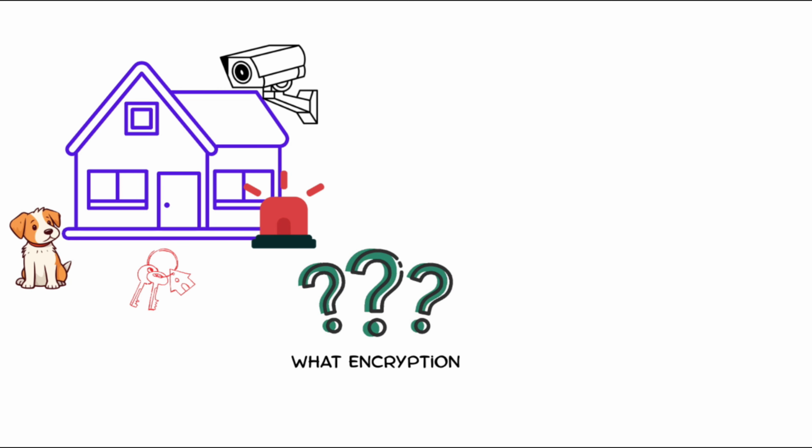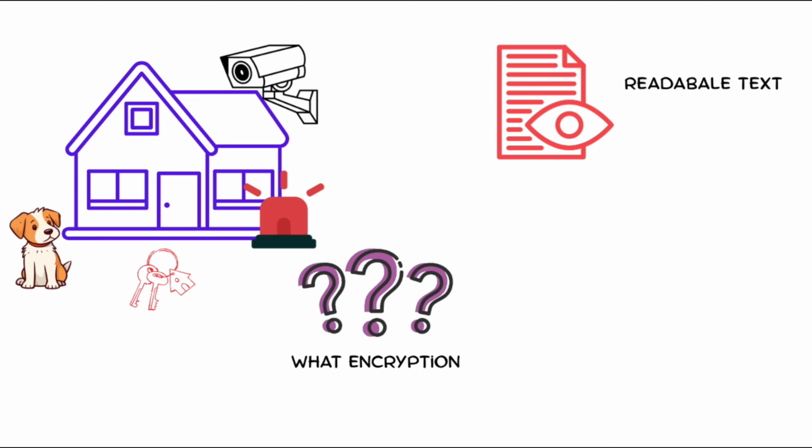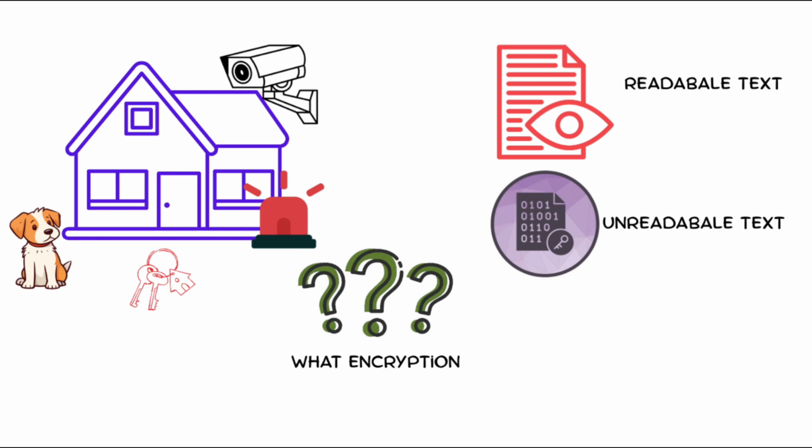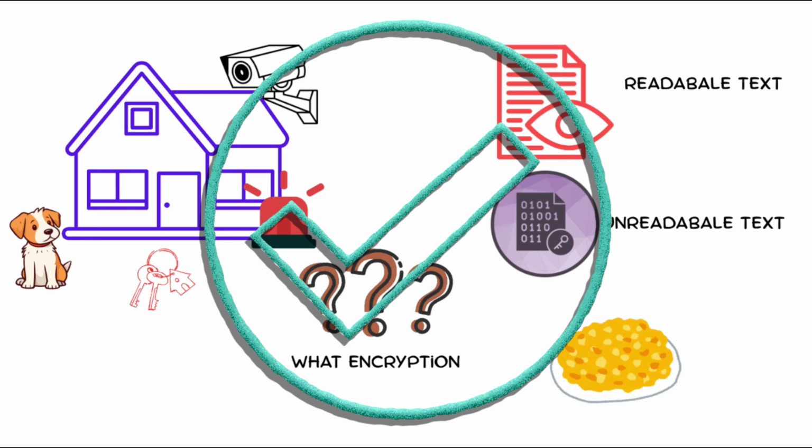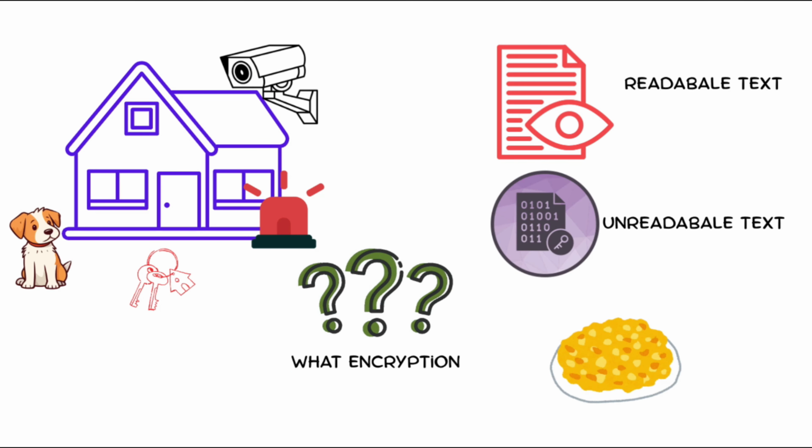So what exactly is encryption? Why does it matter? Encryption is the process of converting readable data, plain text, into unreadable gibberish so that only authorized users can access it. Imagine scrambling an egg. Can you put it back together? No, right? Encryption works similarly, making the data unreadable to unauthorized users.